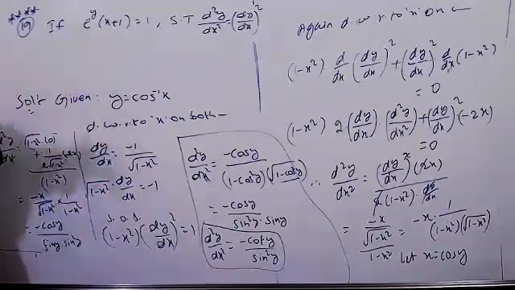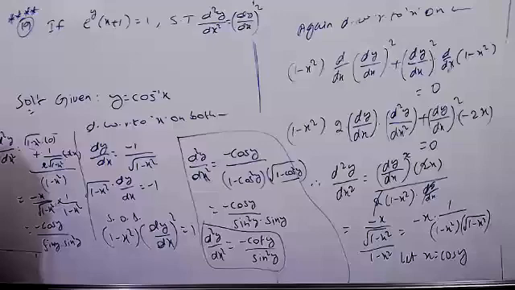After this, you can write this one now. Okay, if e power y into x plus 1 equals 1, show that d square y by dx square equals dy by dx whole square.